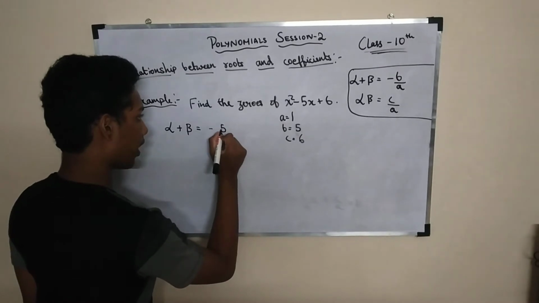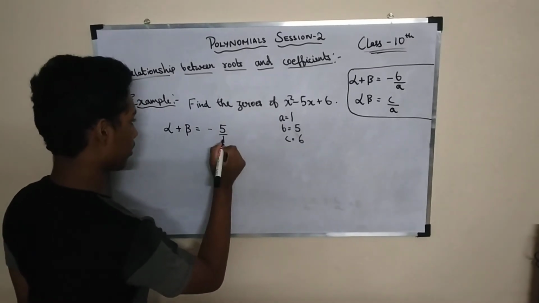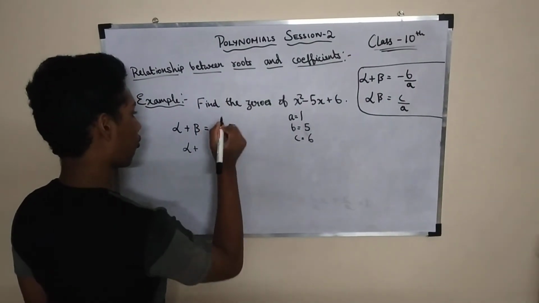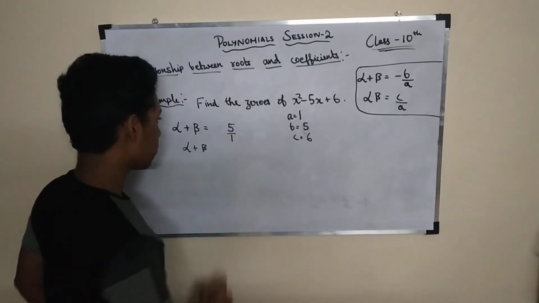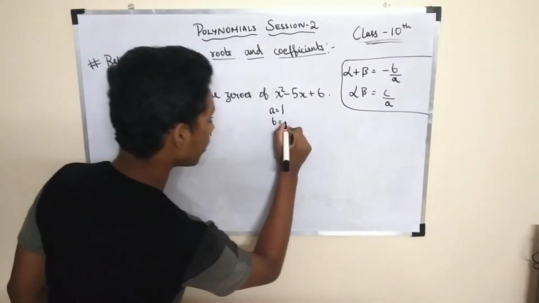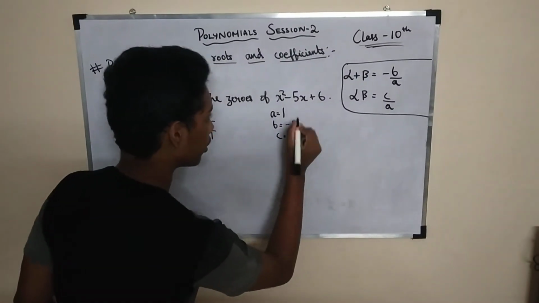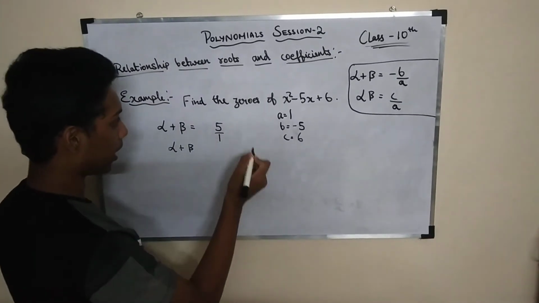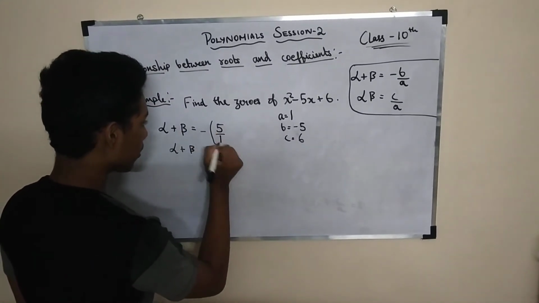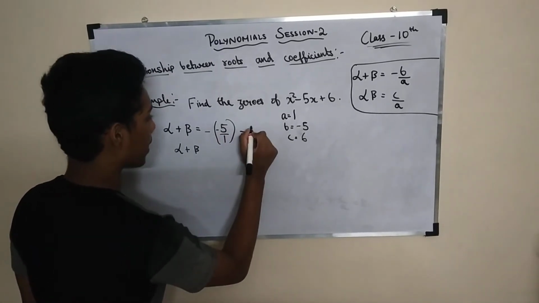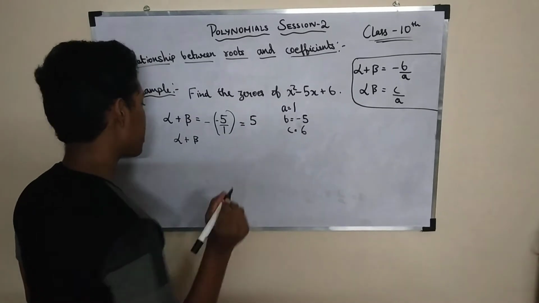Minus 5 by 1. So alpha plus beta. So b will be minus 5 only actually, okay? So take b as minus 5 only. So alpha plus beta is minus b by a. So minus of b by a. Now minus times minus will give you plus 5. So alpha plus beta is 5.